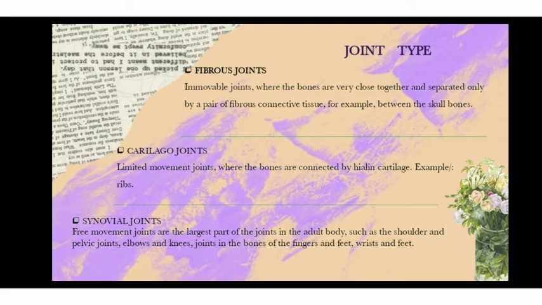Synovial joint, the free movement joints, are the largest part of the joints in the adult body, such as the shoulder and pelvic joint, elbow and knees, and also in the bones of the fingers and feet, wrist and feet.